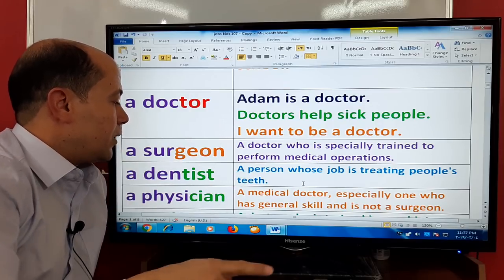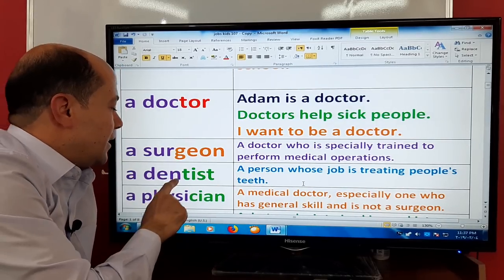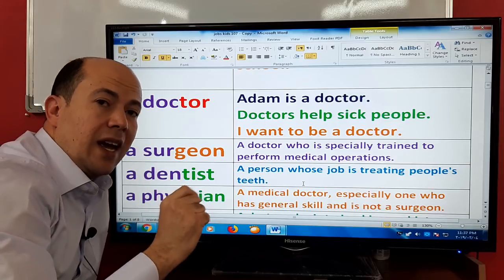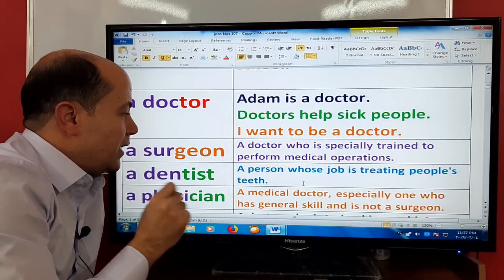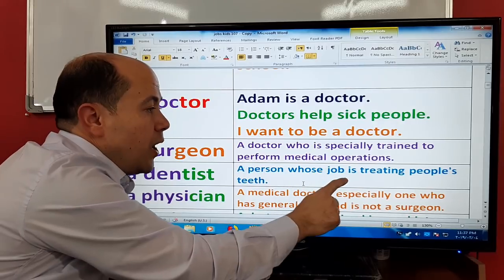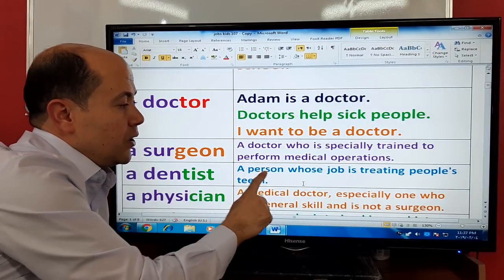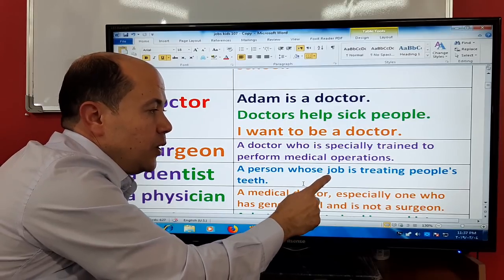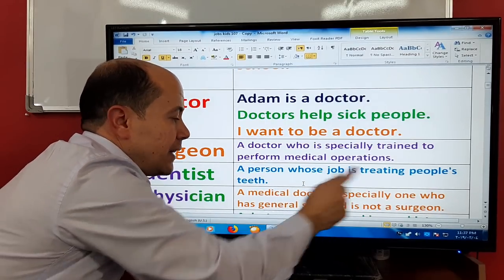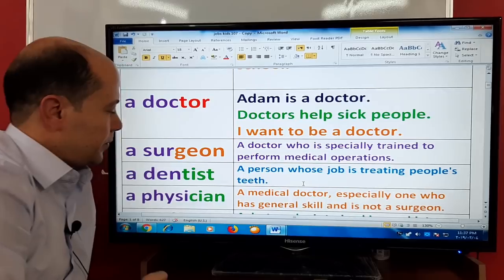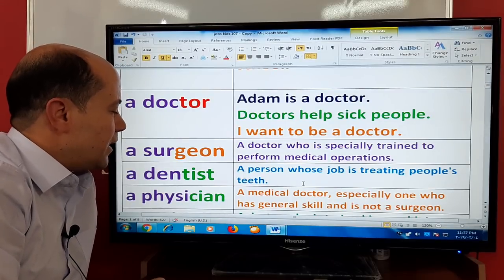طبيب جراح، هو بيعمل كطبيب جراح. A dentist, وفي النطق السريع a dentist, طبيب أسنان. A dentist, a person whose job is treating people's teeth. الشخص الذي وظيفته معالجة أسنان الناس. A dentist.